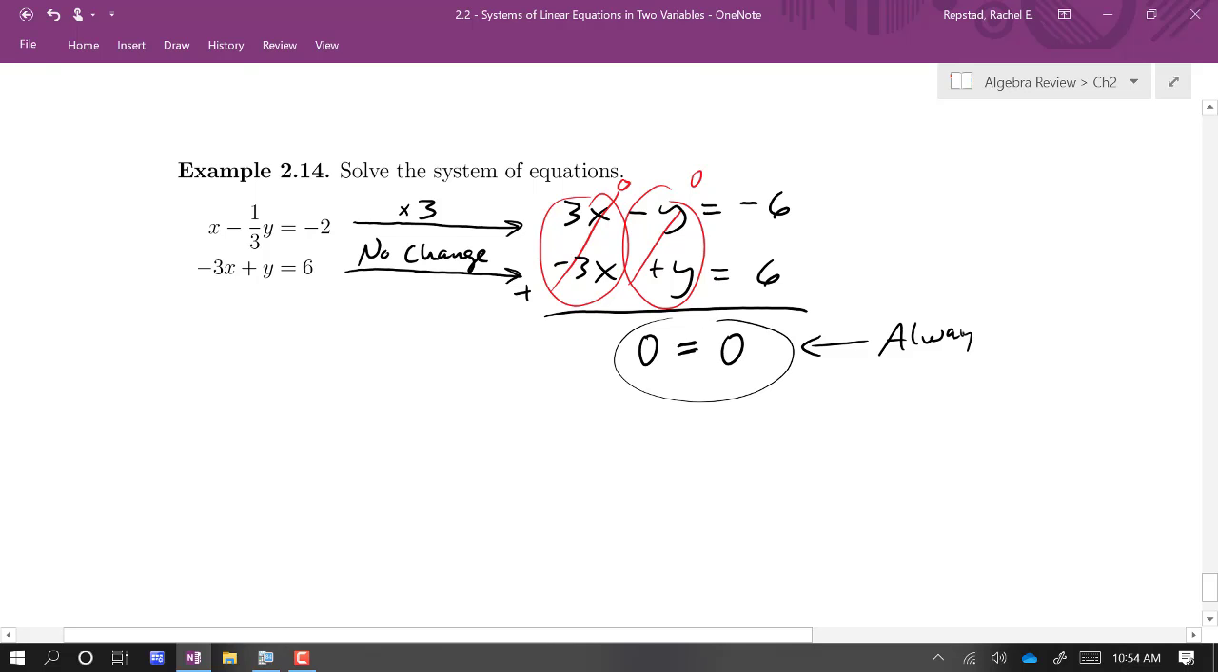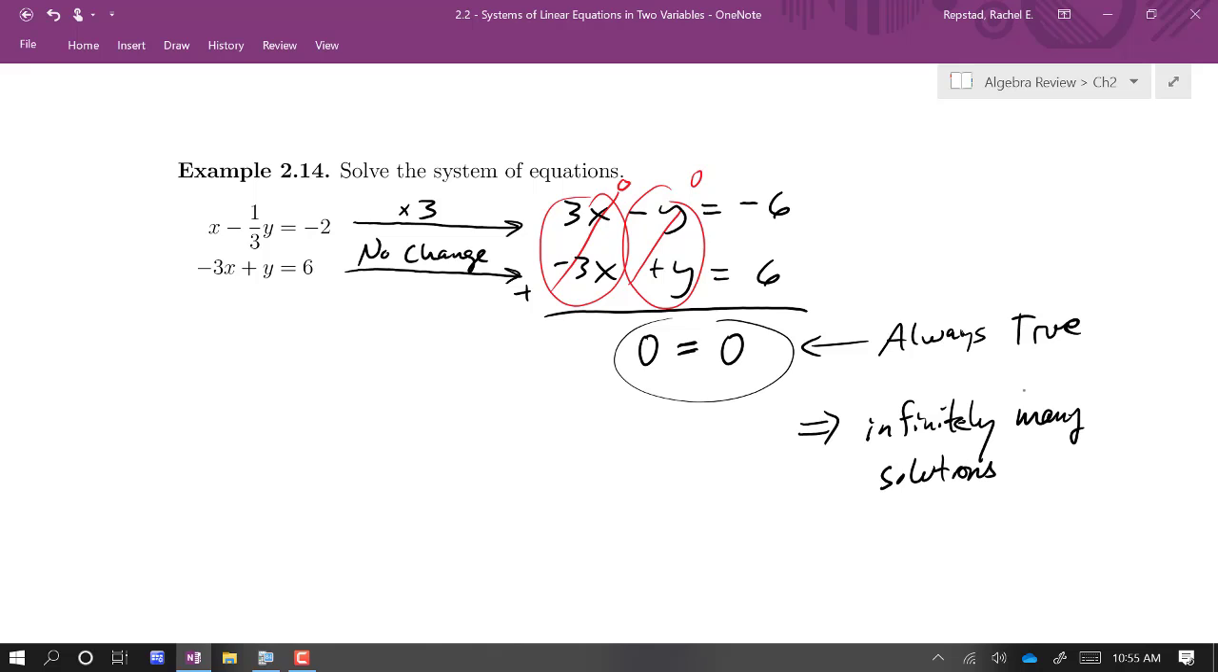No matter what value of x you might find, 0 is always equal to 0. And that means that there are infinitely many solutions. So this is a scenario where if I graphed the two lines, they'd actually be the same line. They'd have the same slope and same y-intercept. Now, infinitely many solutions doesn't mean that every xy pair is a solution, but it means that every xy pair that satisfies one equation will also satisfy the other one. So then that gives us infinitely many pairs.